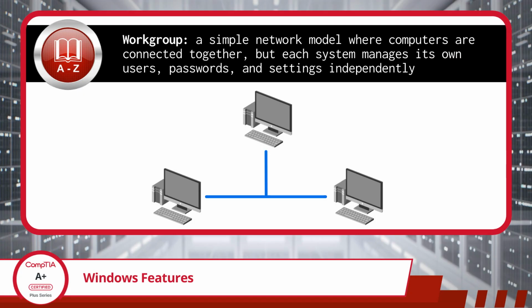Let's begin with the concept of a Windows workgroup. A workgroup is a simple network model where computers are connected together, but each system manages its own users, passwords, and settings independently. There is no central authority controlling the network. This setup is commonly used in home environments or small offices because it is easy to configure and does not require a server. However, because each system is managed individually, maintaining consistency and security across multiple devices can become difficult as the network grows.